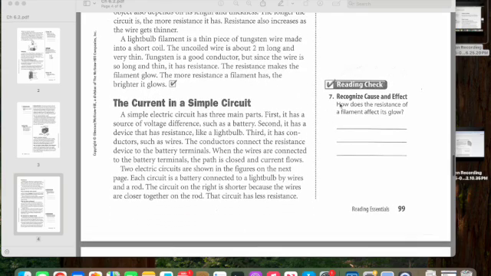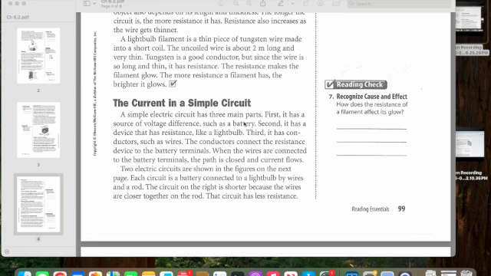And then we're going to answer question 7. How does the resistance of a filament affect its glow? Well, we just basically answered this in the reading, right? If we increase the resistance, it will glow brighter. And the opposite is also true. If that filament had less resistance, it would be dimmer.